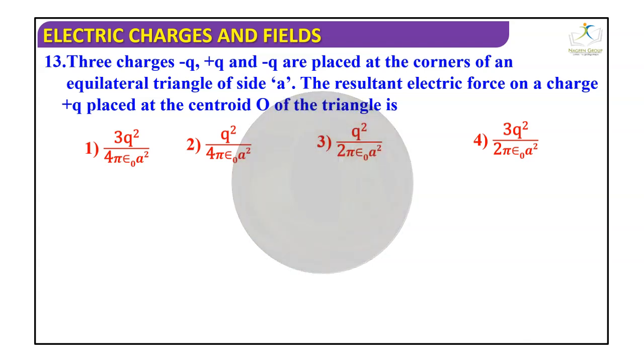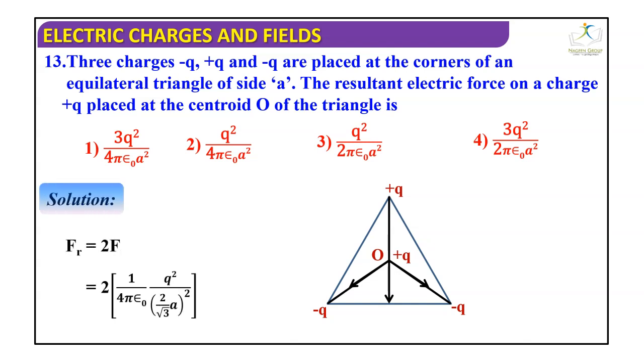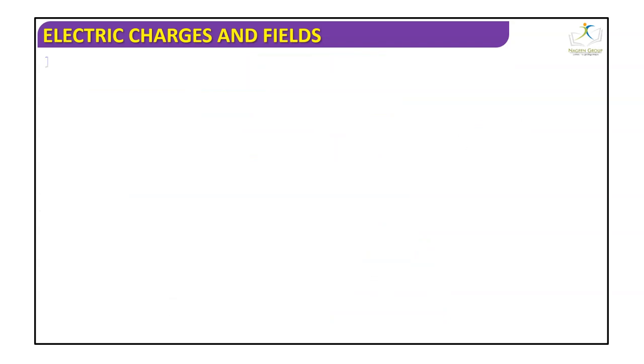Now let us see the solution of this question. So we have this particular diagram where Fr is equal to 2F. We put this particular data in this formula and get option 4.